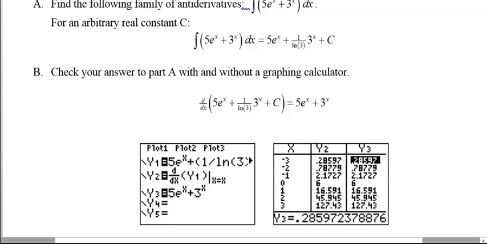And the antiderivative of 3 to the x is 3 to the x, but then you divide by ln of 3, or multiply by 1 over ln of 3. And of course you always have plus c at the end. How do we know that's true? Well, if we took the derivative of this, we get back what we started.